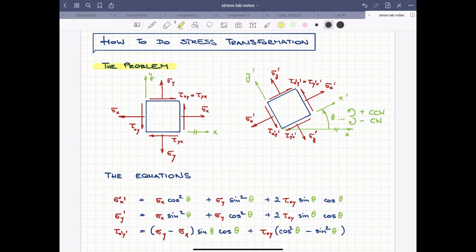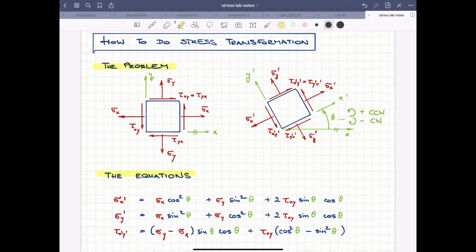an angle of theta. The angle of theta is defined as a counterclockwise rotation from the original coordinate system to the deformed coordinate system. A clockwise rotation would be a negative angle theta. The relationship between the stress components in the rotated configuration and in the original configuration are simply described by the equation shown here at the bottom.